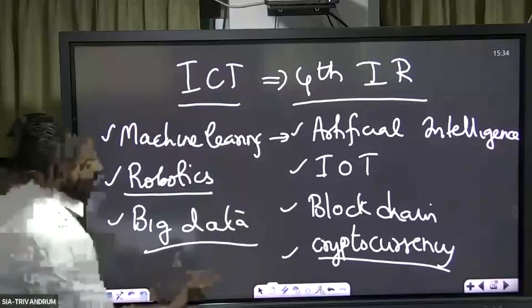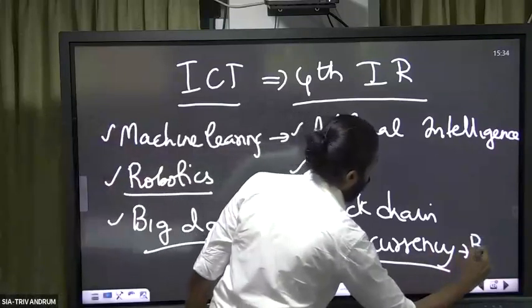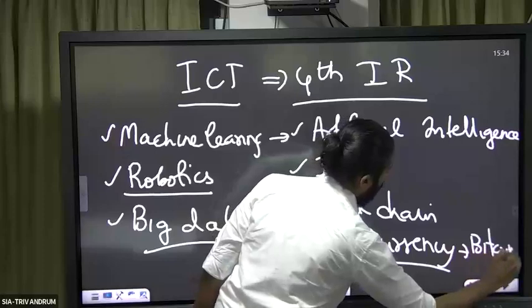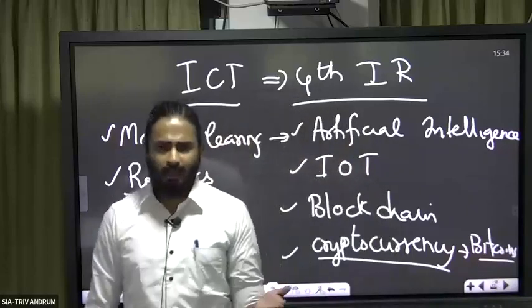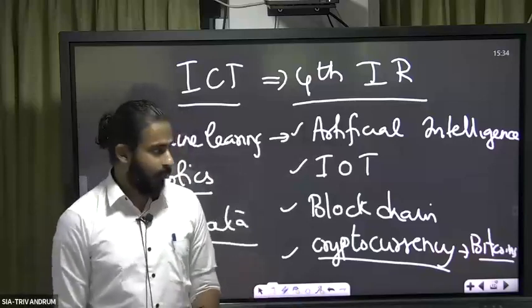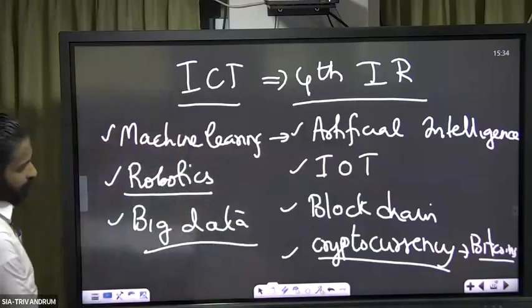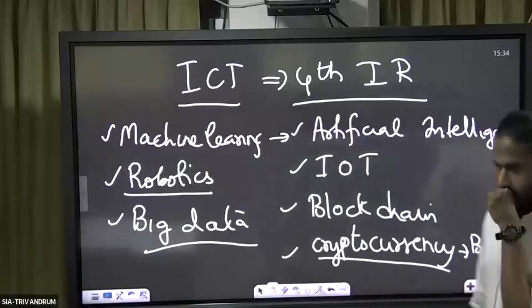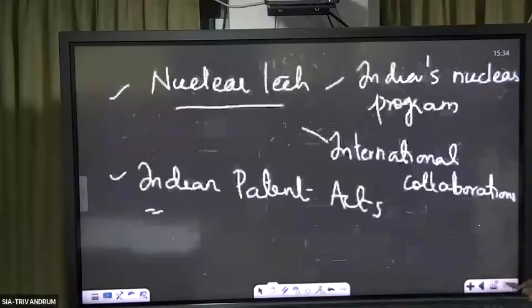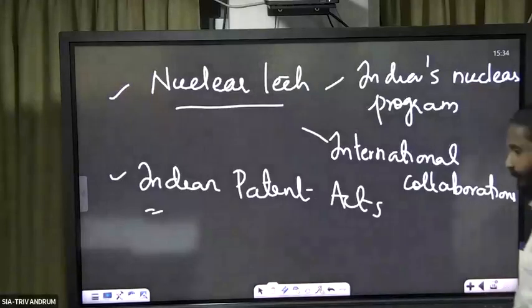So when telling about cryptocurrency, bitcoins, all types of cryptocurrencies, you should study the names also. Different types of cryptocurrencies, Ethereum, Dogecoin, etc. All right.